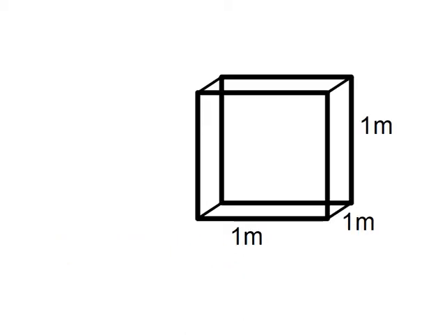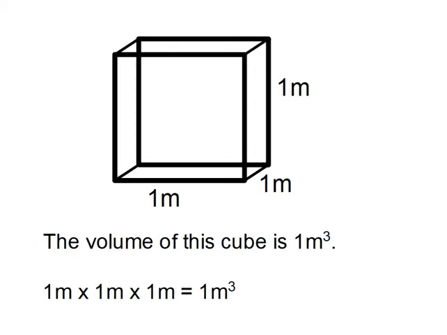Here's another cube, a larger one, and the sides are 1 meter, and so the volume of this cube will be 1 meter cubed because the length is 1 meter, the width is 1 meter, and the height is 1 meter. And 1 meter times 1 meter times 1 meter is 1 meter cubed.